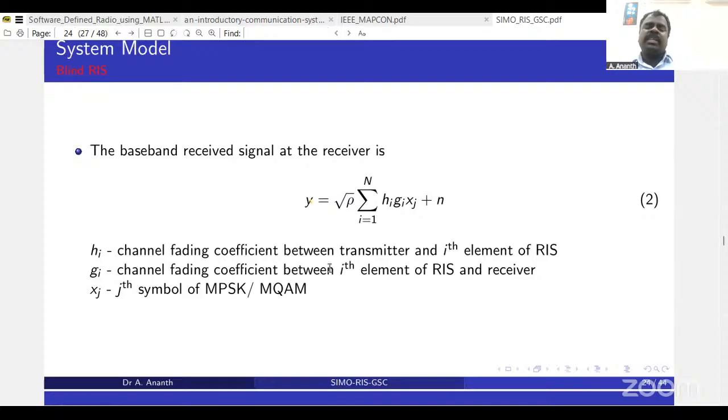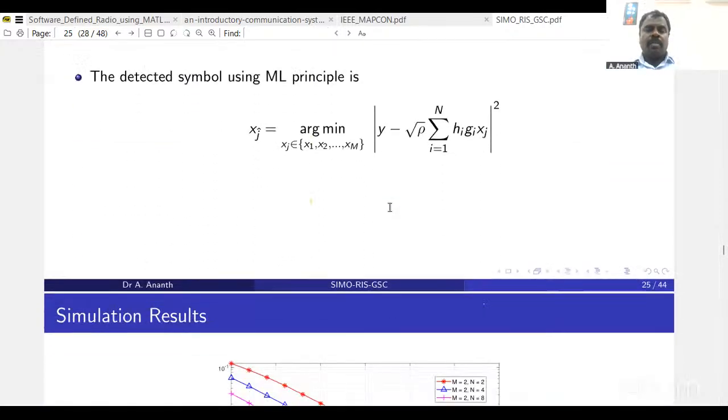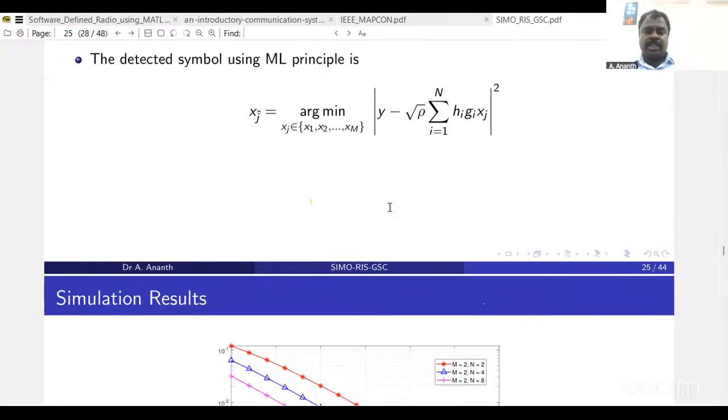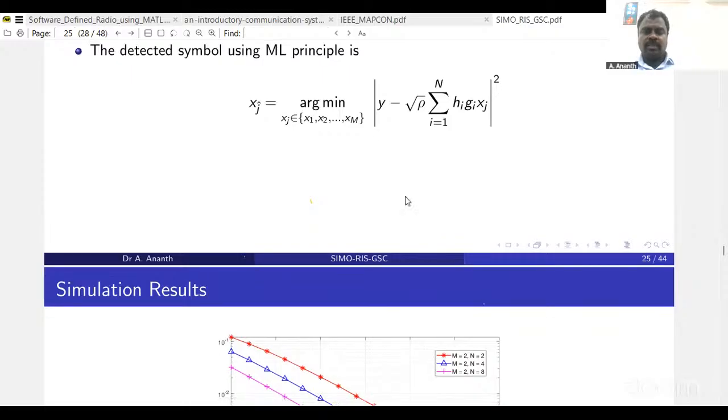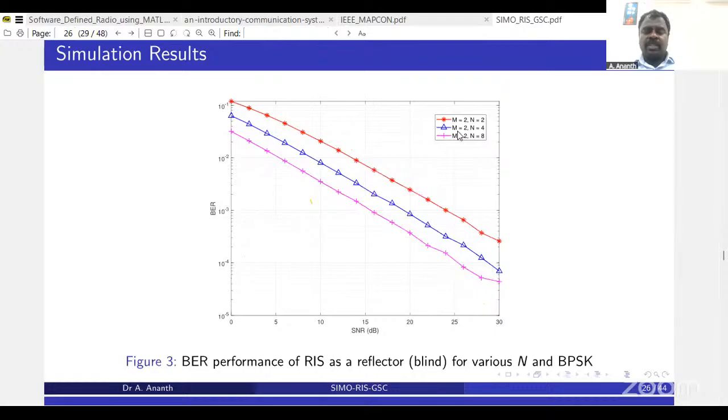So you have the summation i equal to 1 to N of h_i and g_i, and you don't have any phase adjustments done by your RIS. This expression can be written like this, and corresponding to this, we can write our maximum likelihood detection principle using ML like this. And here you can see the performance of the system.